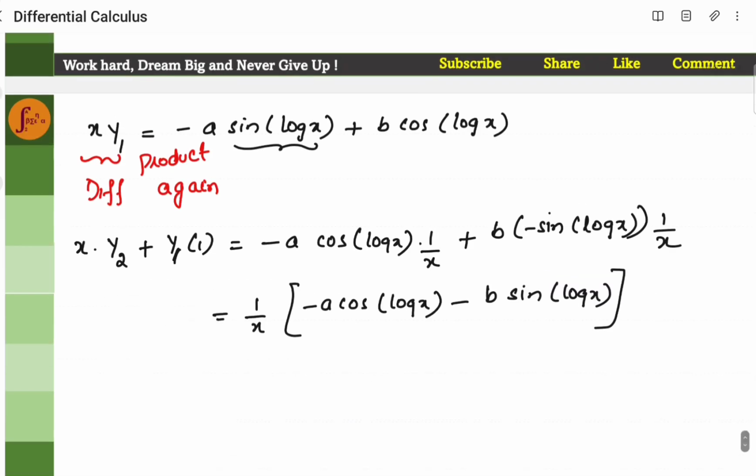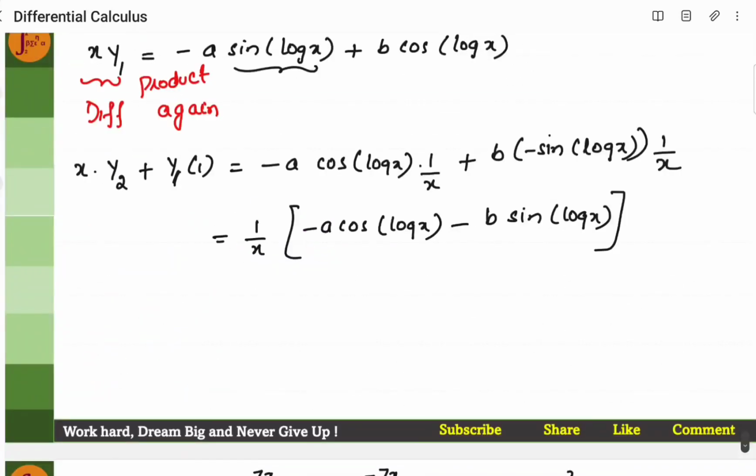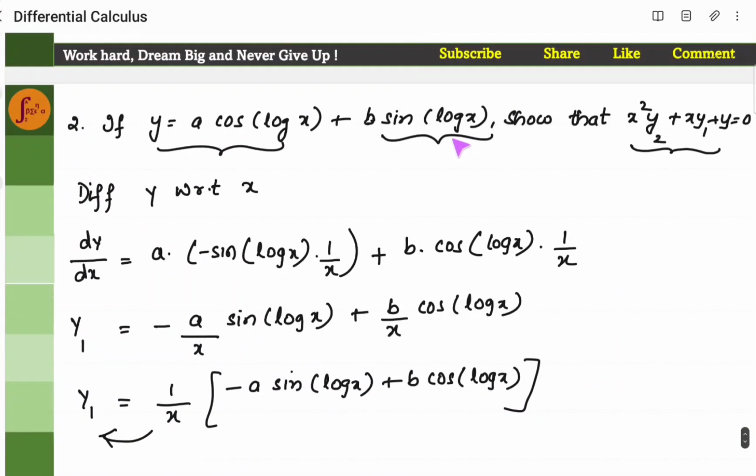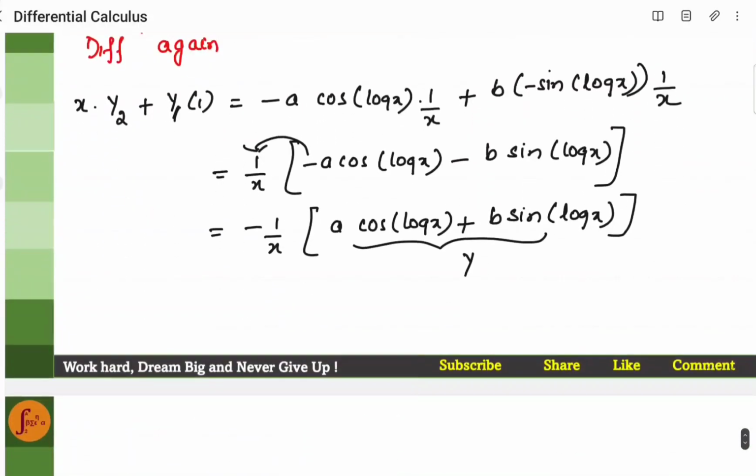This is what I get, right? Now let me take minus outside. So you get minus 1 by x. I'll get a cos log x. If minus goes, I'll be left with plus, right? So I'll get this. Now notice what this is. This is nothing but y, right? If you notice, this is y. So we'll substitute y here. So if you substitute y, we'll get minus y by x.